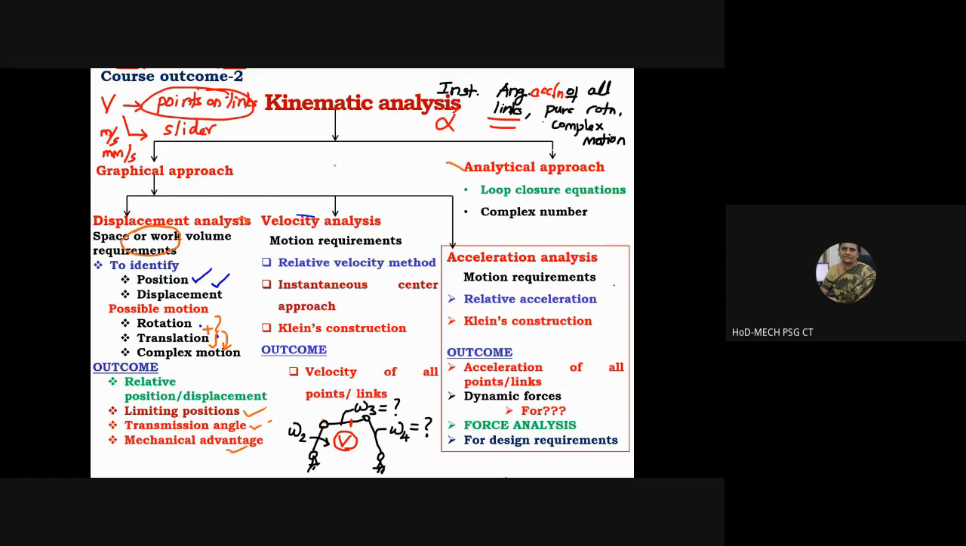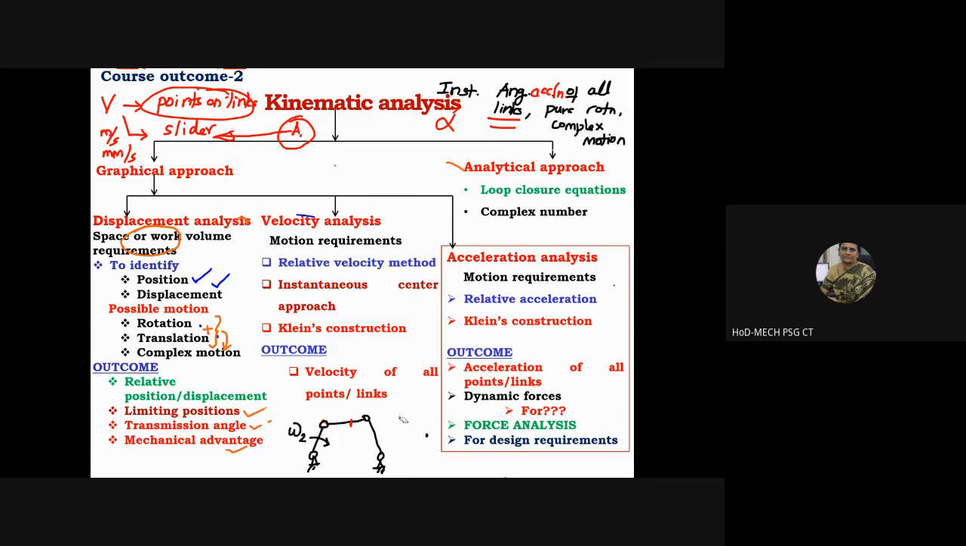Instantaneous angular acceleration of all the links which undergo pure rotation or complex motion. You can also find out the angular acceleration of sliders if at all they are present in the mechanism. If there is a slider in the mechanism, you will be able to find out the linear acceleration. I can also find out the linear acceleration of any point on the mechanism.